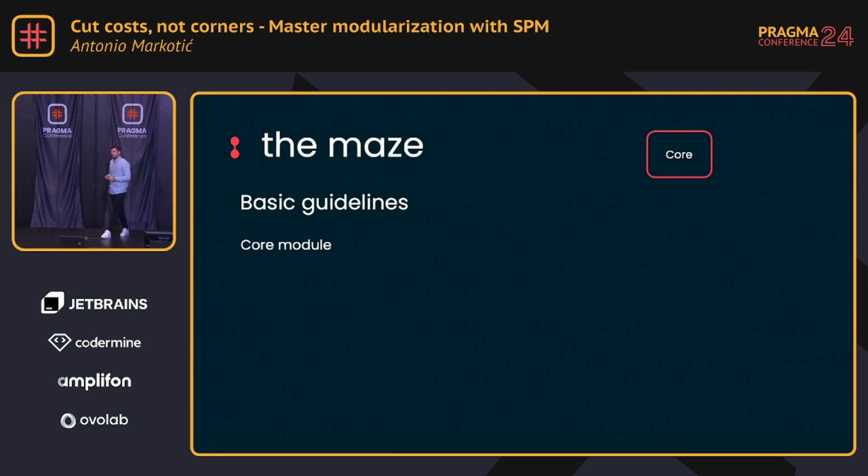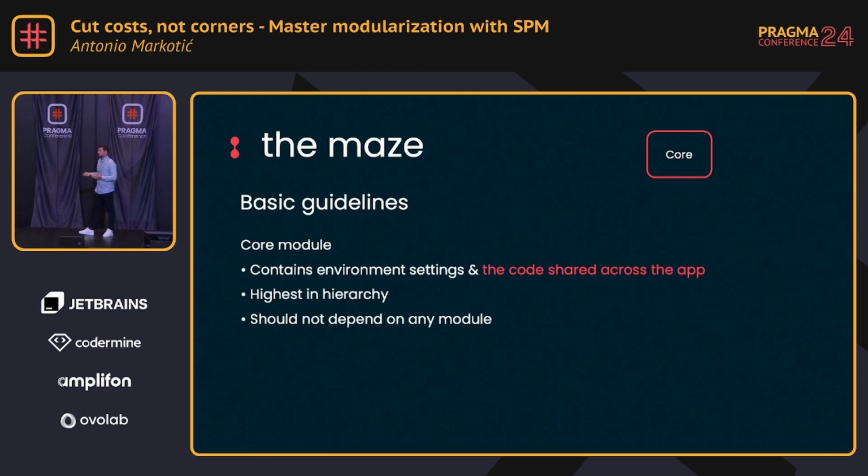So the topmost module is called Core. In this module, we've placed all the code that is shared across the app, like environment variables, extensions, and components that should be accessible from any place of your app. It is important that this module doesn't depend on any other, and that it is the highest in the hierarchy.